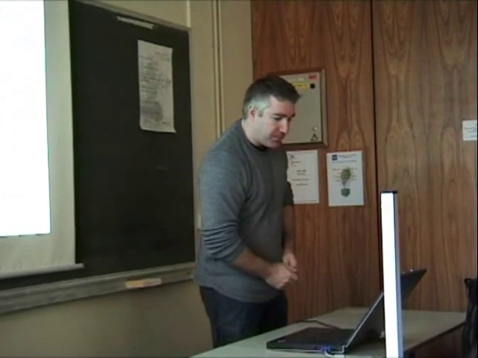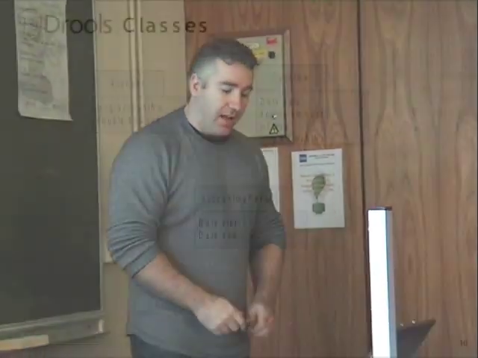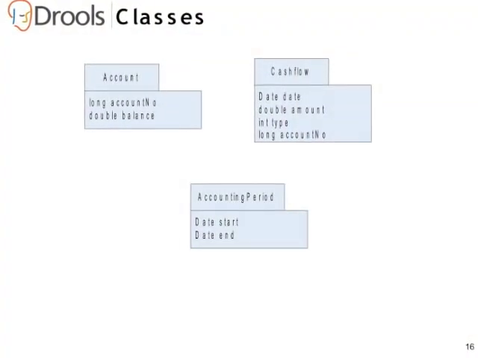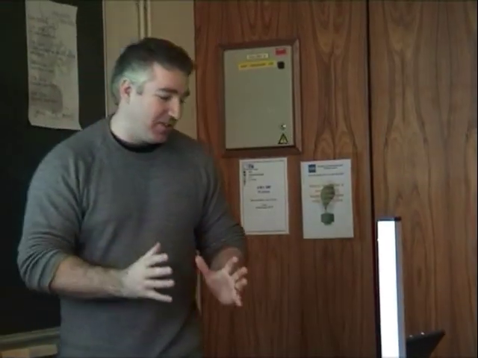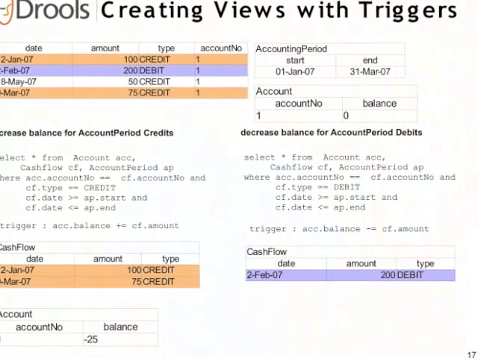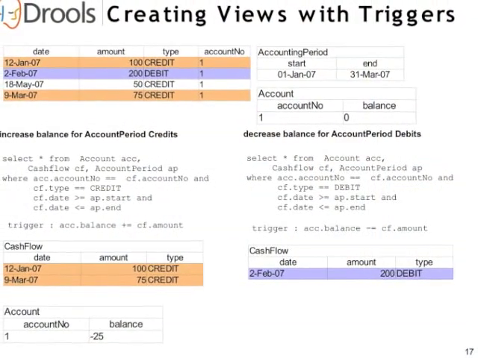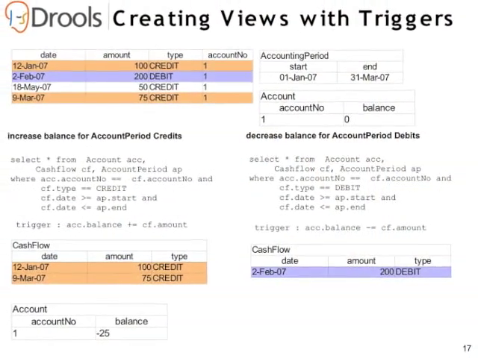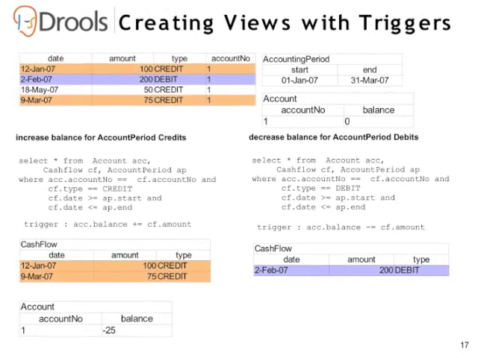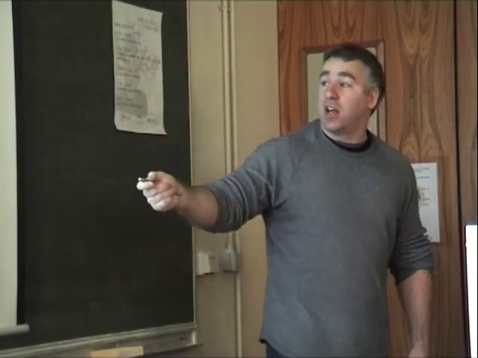So let's go a little bit deeper. Account, cash flow, accounting period. So I told you this is going to be quick, by the way, so you're going to have to concentrate. There's a lot to do. What we're going to do is you're going to have debits and credits for an accounting period for a given account. These are all simple examples. I'm going to start with SQL because it'll help you understand how the engine actually works.